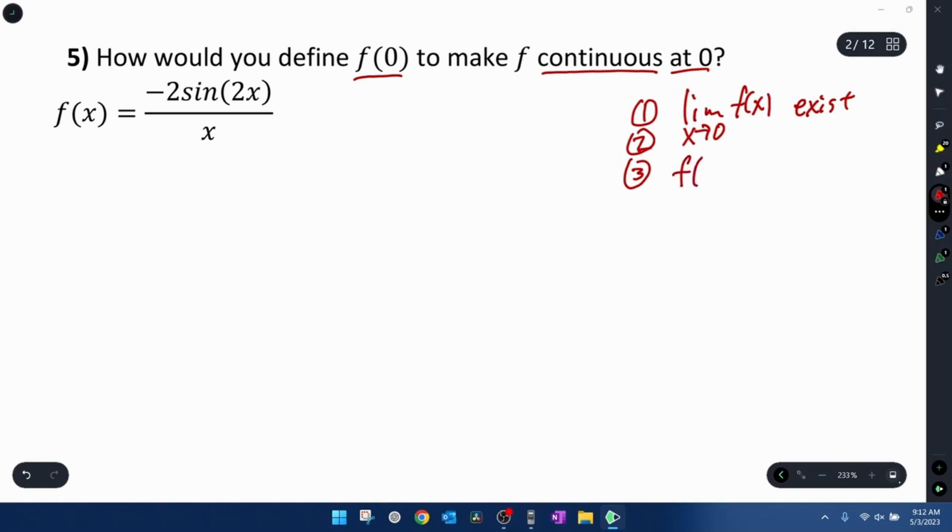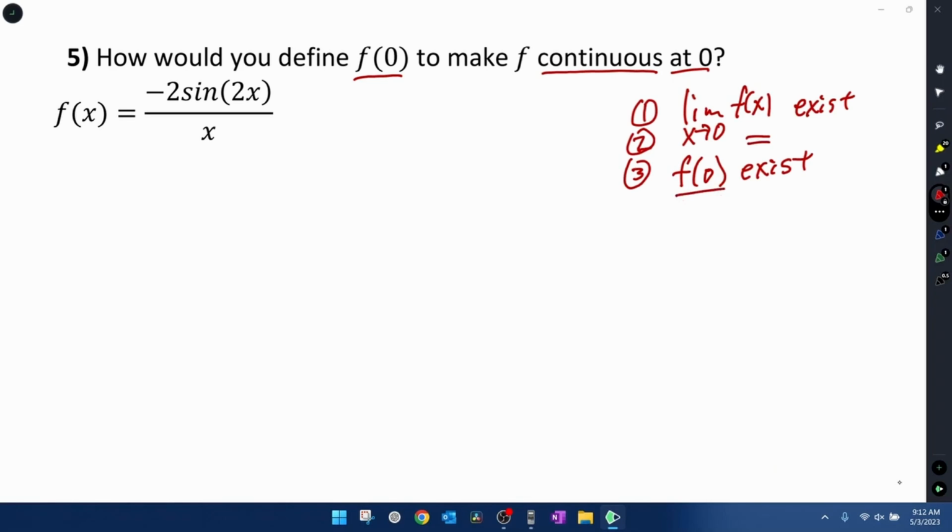F of 0 has to exist. And the third step was that the limit has to equal the function value. And so where this fails in the continuity is that f of 0 does not exist. If you try to evaluate at 0, you're going to get a divide by 0 error. And so the function is actually undefined at 0.